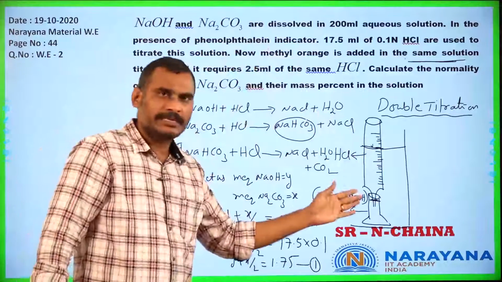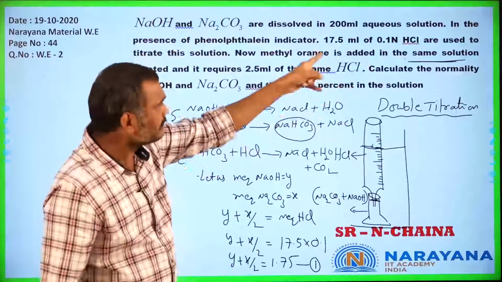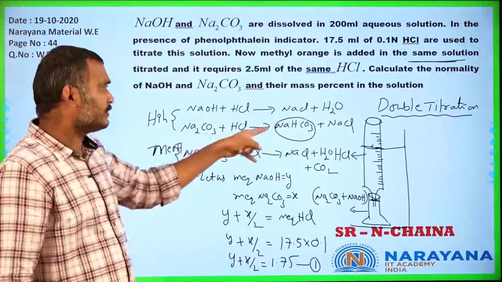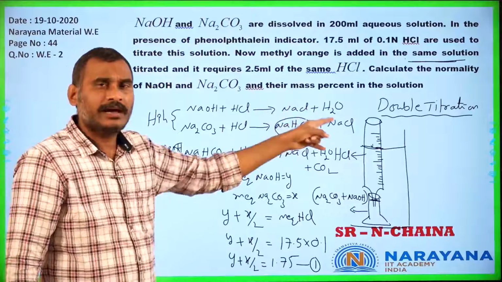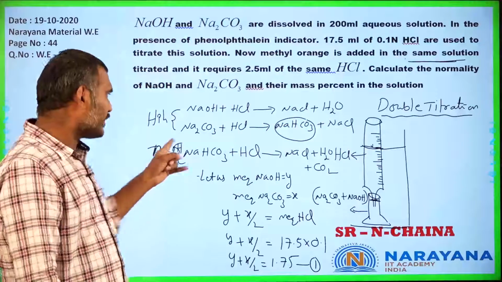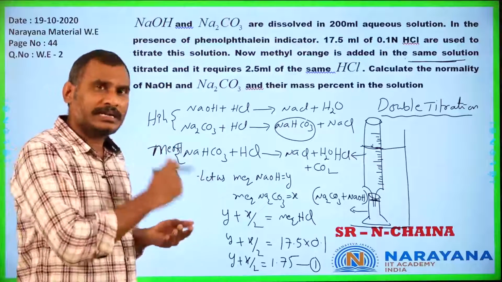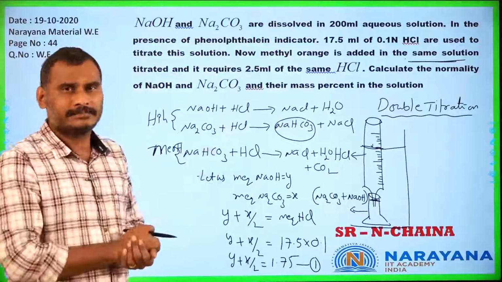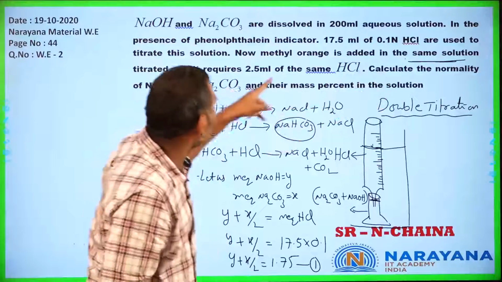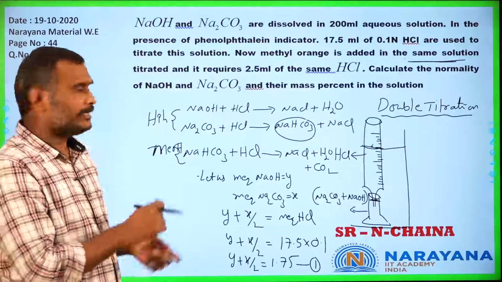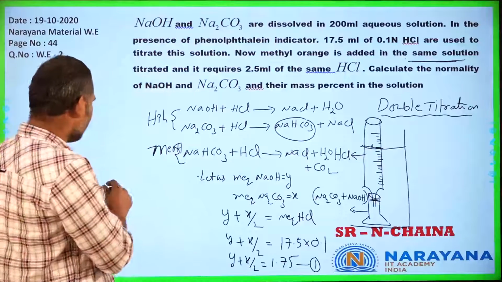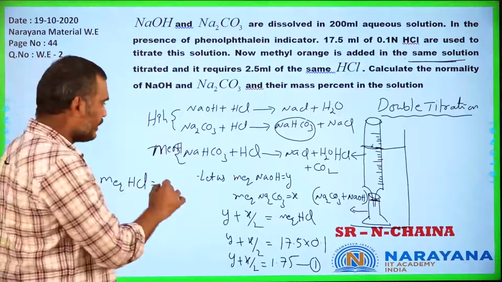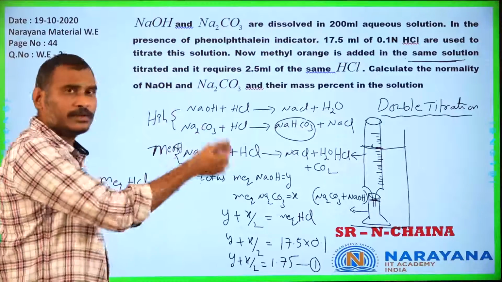Now you run the same burette against the same solution using methyl orange indicator, because phenolphthalein does not work after sodium bicarbonate formation. That is why we are adding methyl orange. After the color change occurs, by adding methyl orange indicator we again titrate, and the burette value, how much did you get in the next experiment? 2.5 ml. With the methyl orange indicator, the milli equivalents of HCl is equal to the milli equivalents of what? Sodium carbonate.